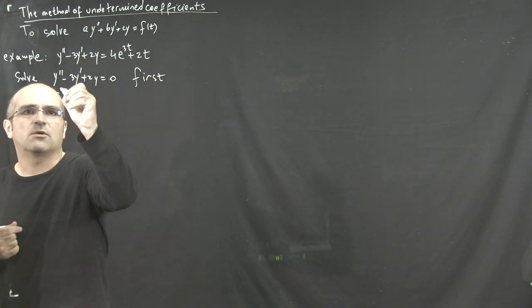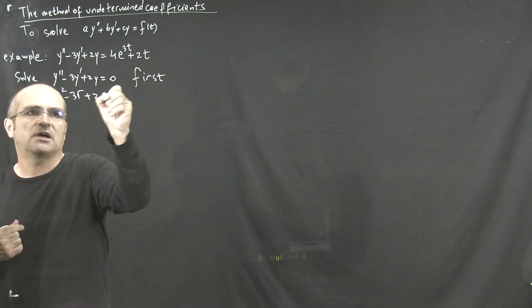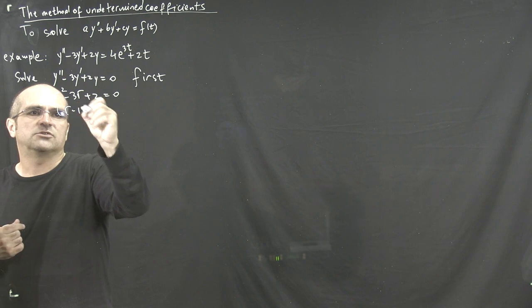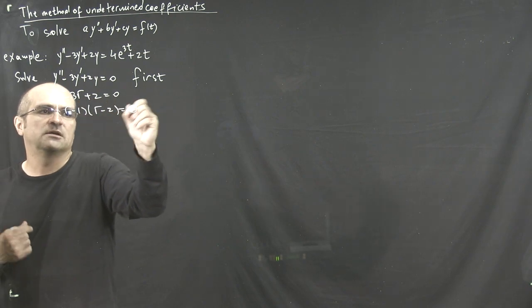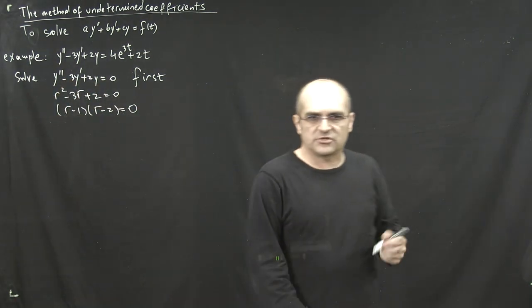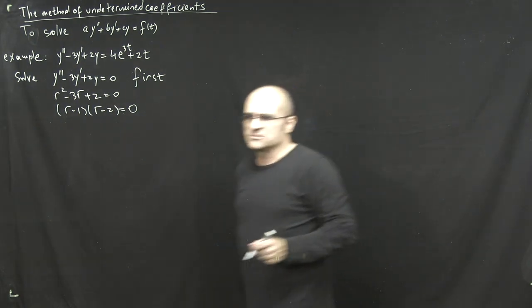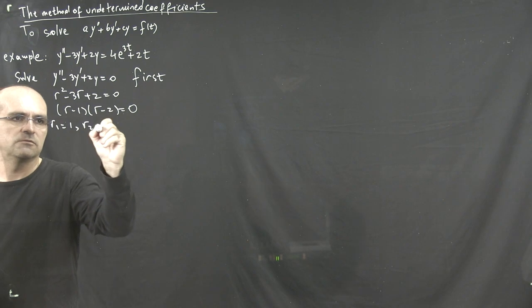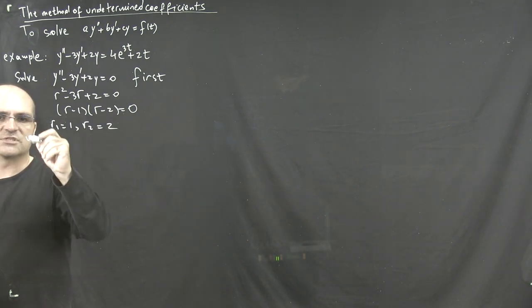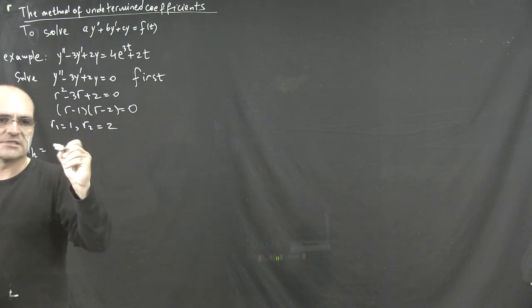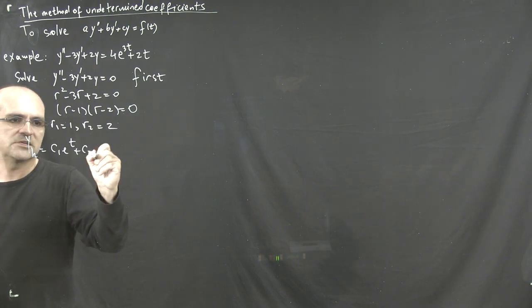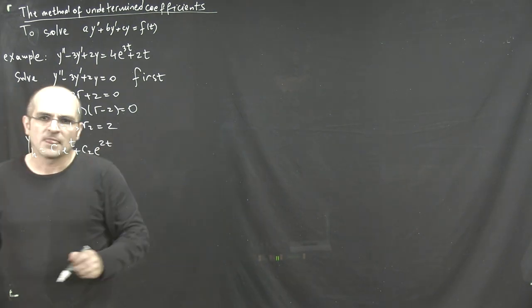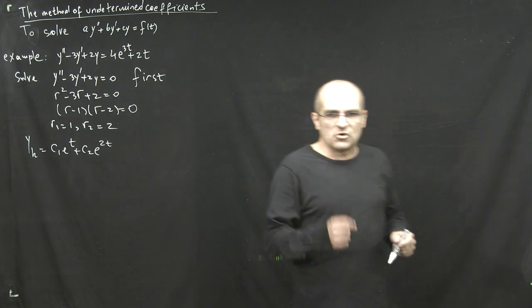Well, you take the characteristic equation in r and you solve it, and depending on the nature of the roots, then you provide the solution. In this case, notice we have two distinct real roots, 1 and 2. And so the homogeneous part of the solution is c1 e to the t plus c2 e to the 2t. That's just the homogeneous part.